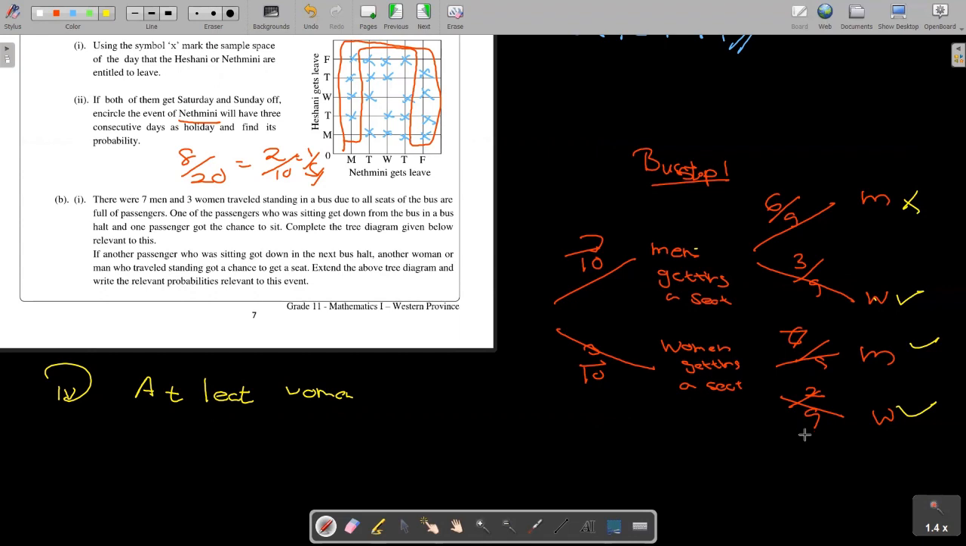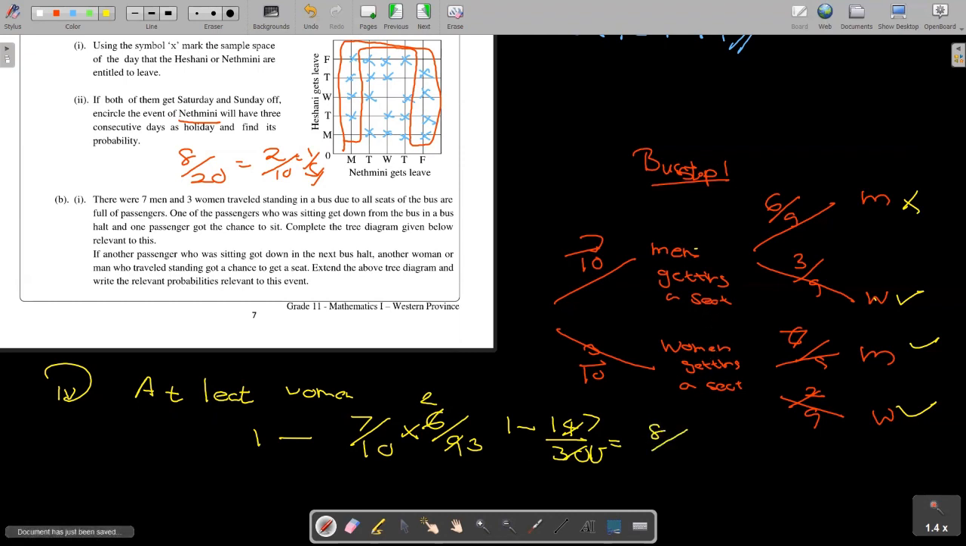So rather than adding all these three, it is easy to subtract this one from one. One is the total probability. You know that. So 1 minus 14 over 30, so that is 7 over 15. No? 1 minus 7 over 15 is what? That is 8 over 15. Right. So that's so.